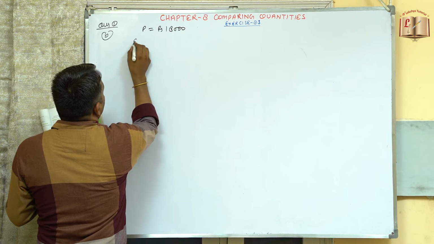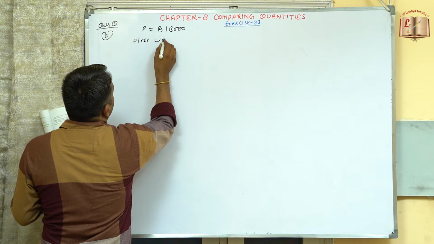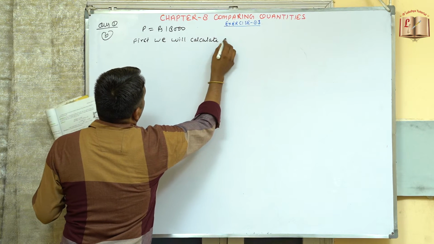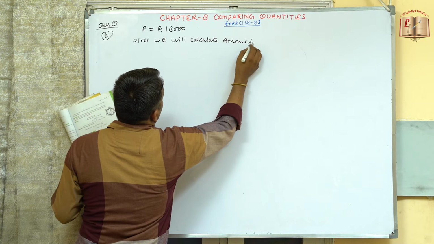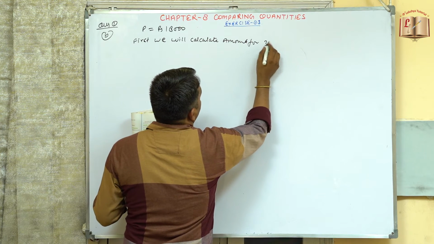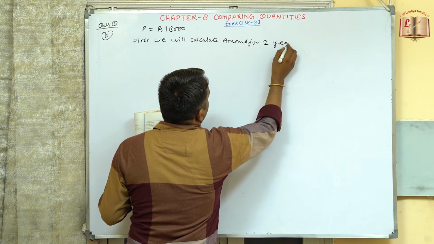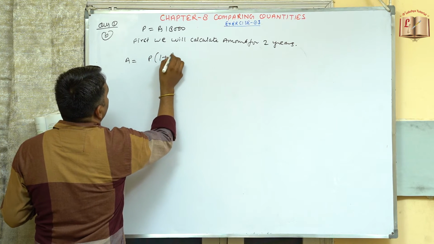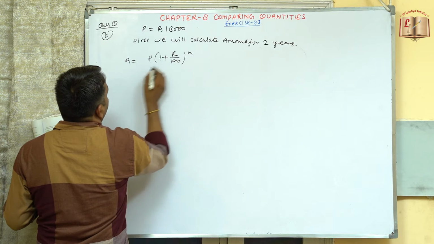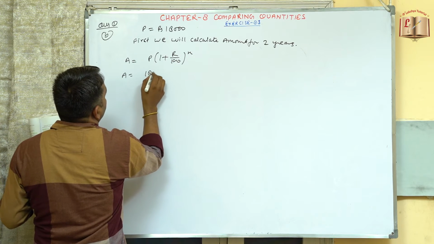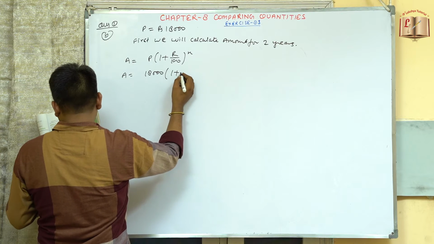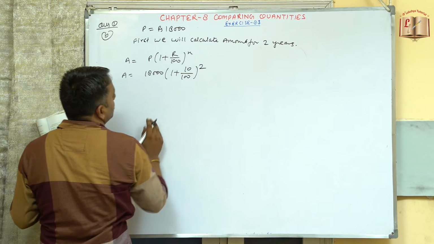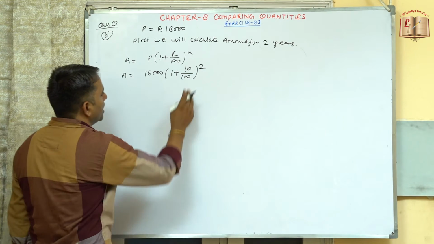So first we will calculate the amount for 2 years. First we will calculate for 2 years. So A will be P times (1 plus R by 100) to the power n. So A will be, P is 18,000, 1 plus the rate of interest, which is 10% given to us, 10 by 100, to the power n, which is 2. Because first we have taken 2 years only, n will be 2.